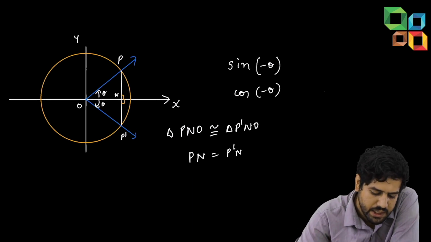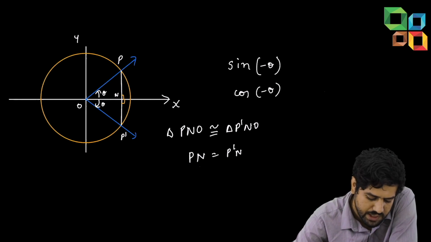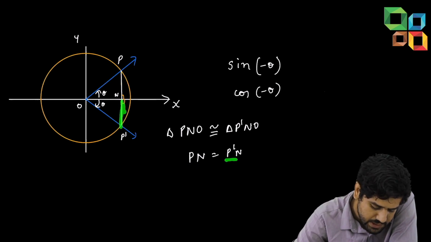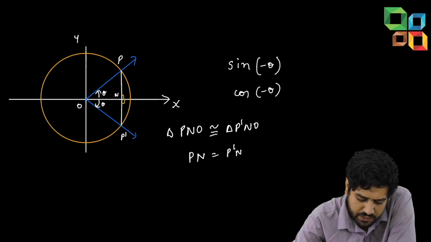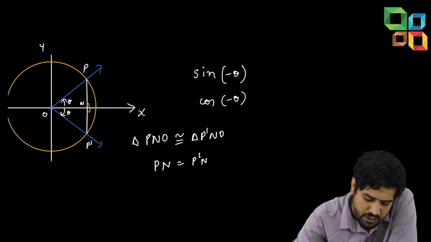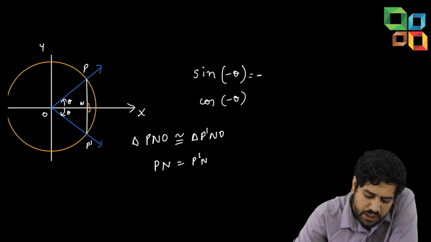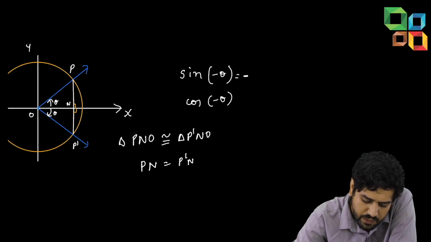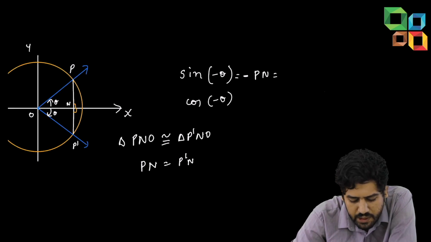PN we know is sine theta. P dash N is this length, but in the negative direction. So what will be sine of minus theta? It will be the negative of sine theta, the negative of PN.